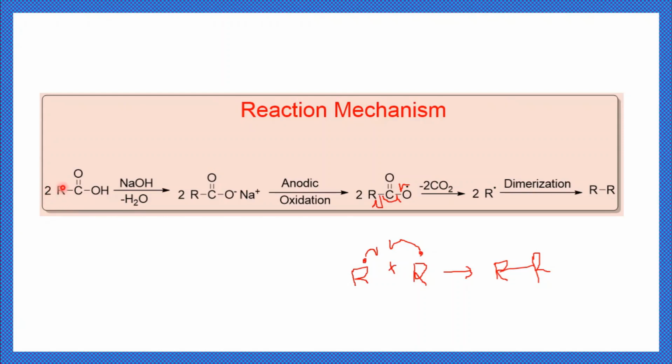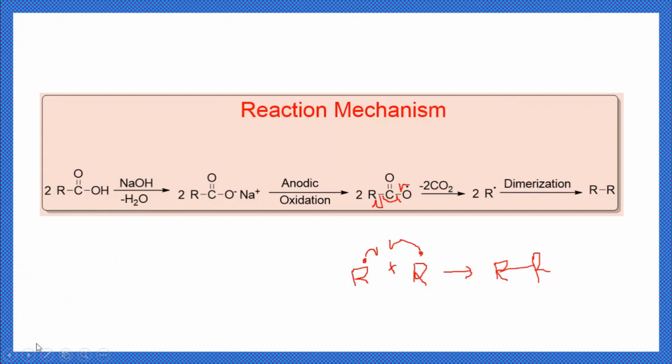This R may be any aryl group, this may be any cyclic group. So you can do the dimerization of 2 cycles, you can do the dimerization of 2 aromatic rings. Okay, you can prepare the diphenyl ring. You can join the 2 cyclohexyl or cyclopentyl rings together by this reaction. Okay, so the reaction mechanism is very simple.